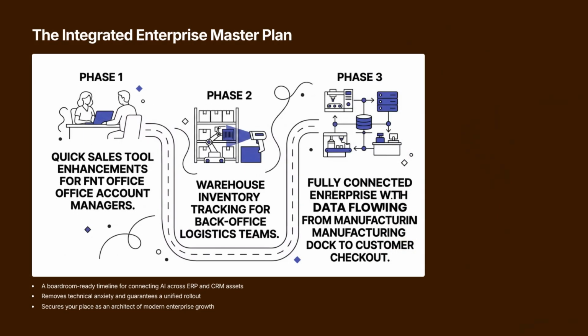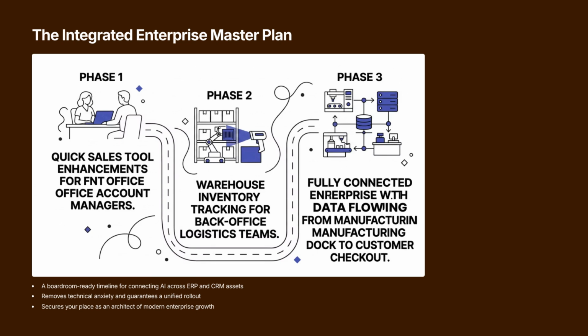The technical definition of an enterprise application integration roadmap is a comprehensive strategic timeline that sequences the connection, validation, and optimization of AI capabilities across an organization's master ERP and CRM software assets. In plain terms, this is your complete boardroom-ready plan that shows the executive steering committee exactly how your AI strategy will weave into the core software machinery of the company over the next fiscal year.